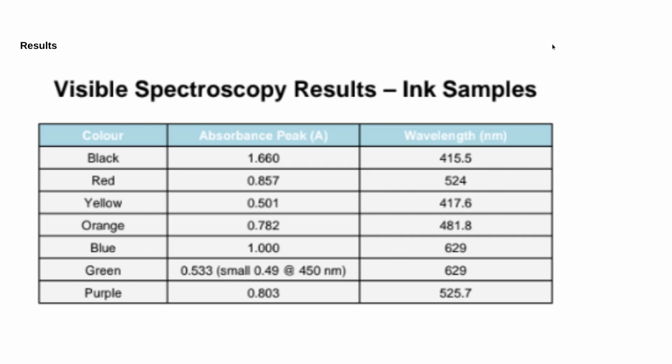But I also checked with some of our classmates. Me and my partner checked with some of the classmates, and this was the general consensus. People got very similar answers, so I just thought ours were too similar. Anyway, you can see absorbance peaks and wavelengths vary. Blue had an absorption peak of just 1. Black had the highest absorbance peak as expected, and blue and green had the highest wavelengths. One of these is less likely to actually be true.